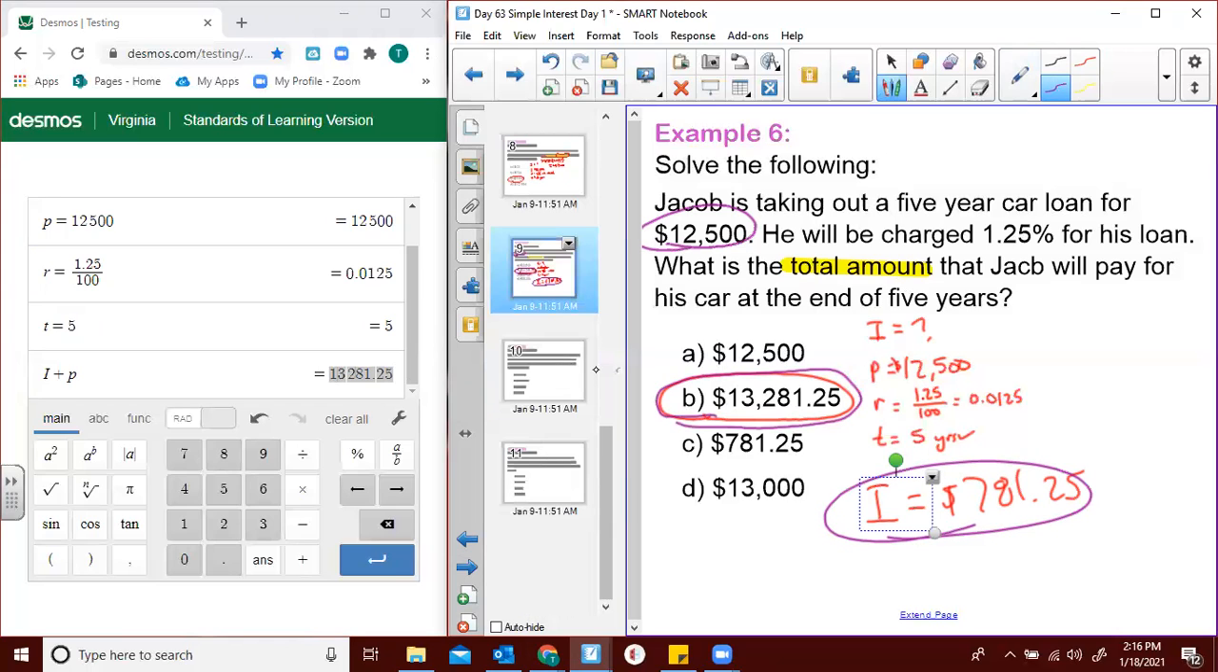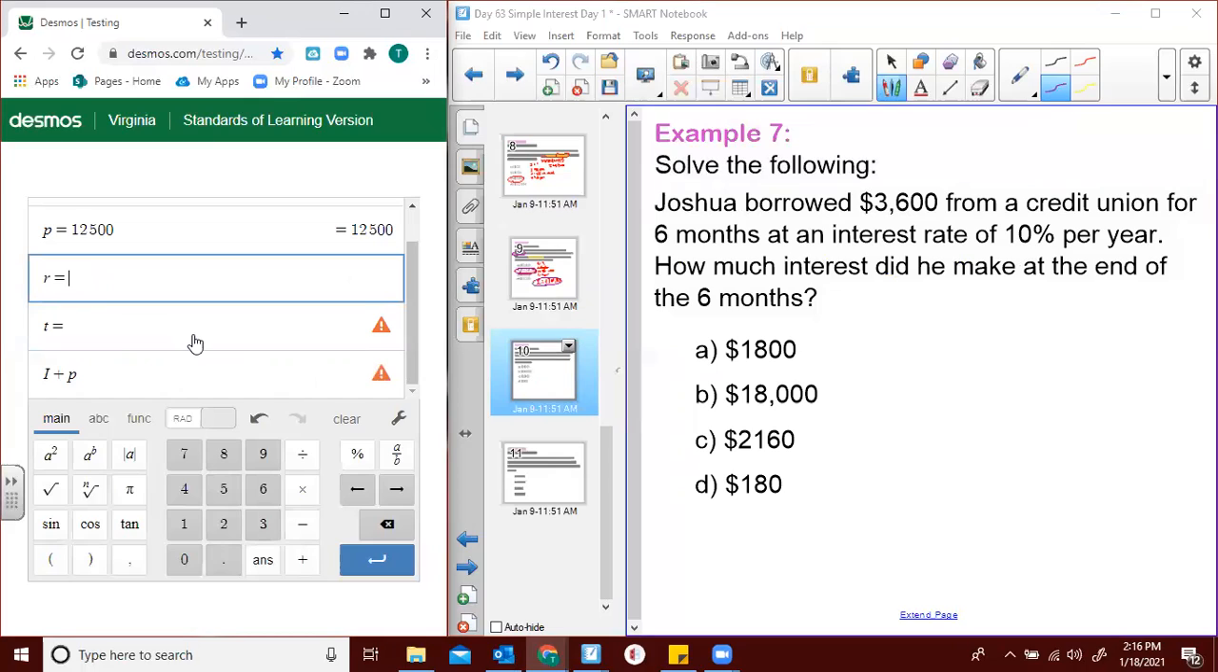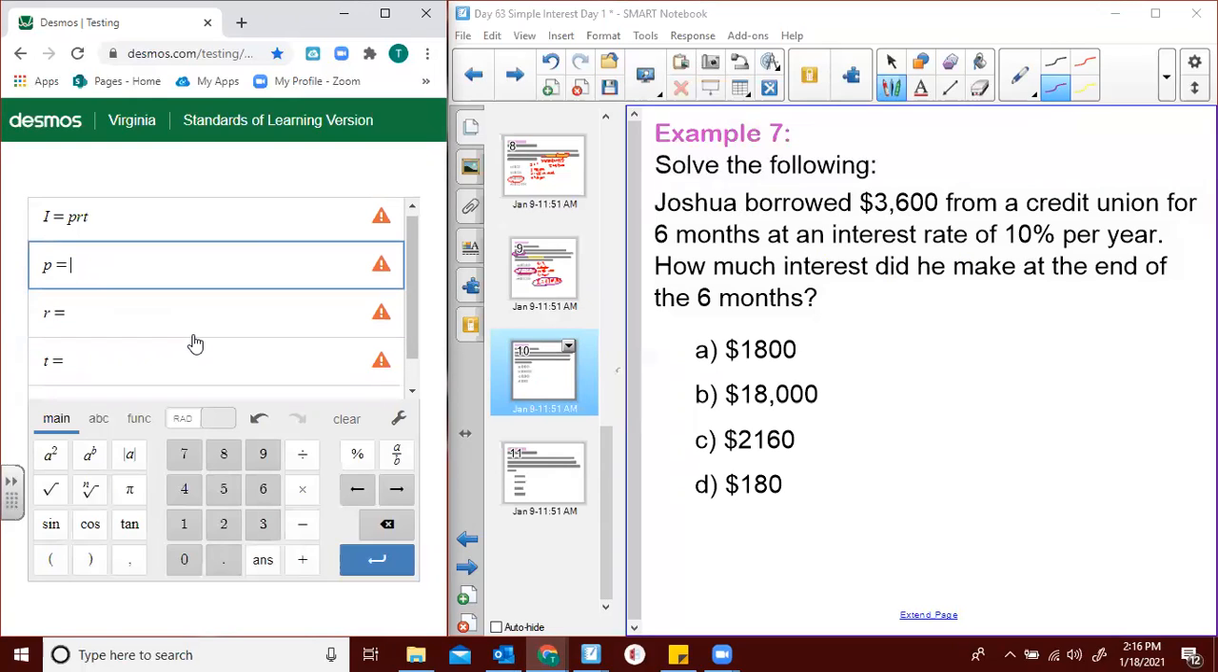All right, let's try another one of these just strictly in Desmos. All right, so Joshua borrowed $3,600 from a credit union for 6 months at an interest rate of 10% per year. How much interest did he make at the end of 6 months? All right, so we know that we're just looking for interest. We're not looking for a total, just interest. So I'm going to write out my IPRT, and we're going to figure out how we're going to plug these in Desmos.